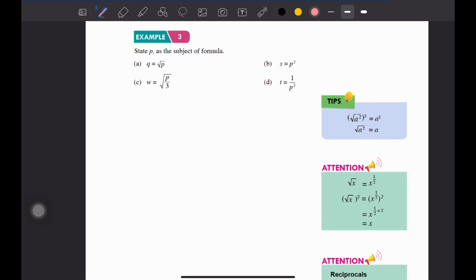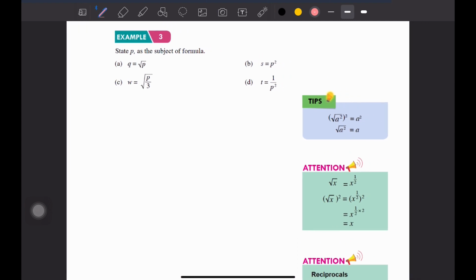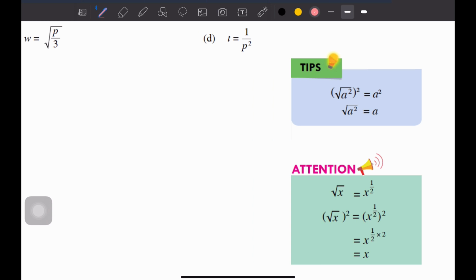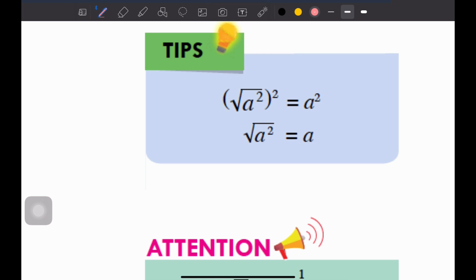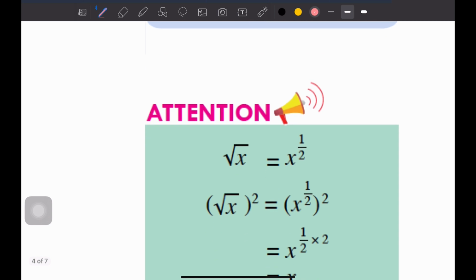So this one is involving square root and square. Before that, look at the tips. If we have something like this, you have square root and square. Kalau square root dan square ni bertemu, dia akan hilang. So tinggallah A square sahaja. Contoh kalau kita ada A square yang kita square root kan, kuasa dia akan hilang. Tinggal A sahaja.